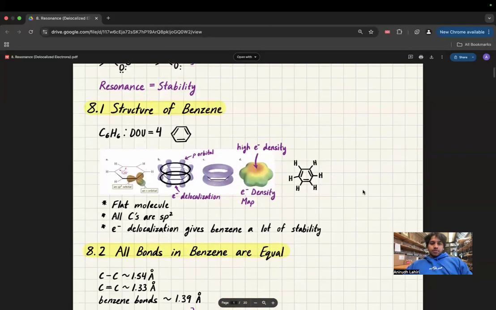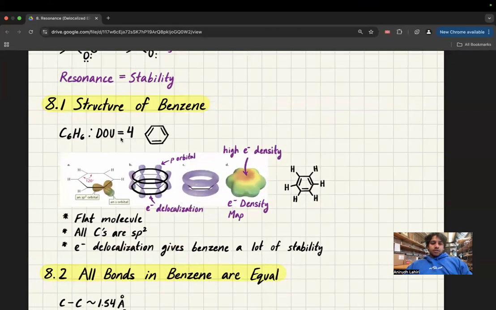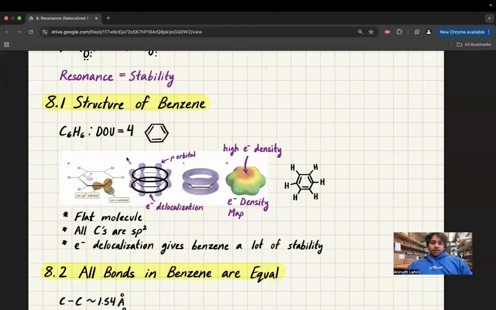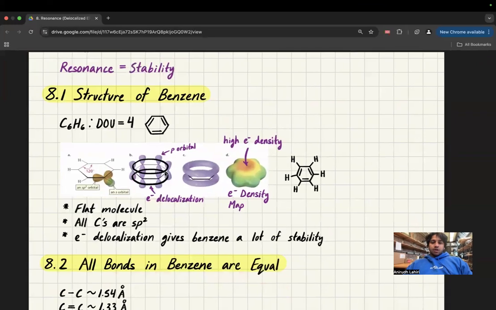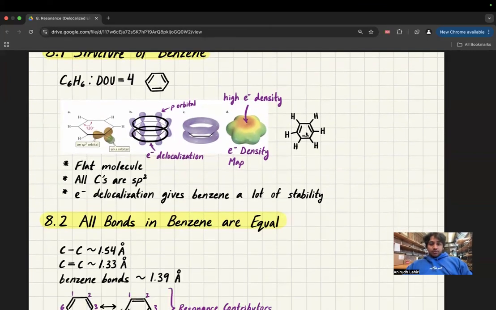So let's look at the structure of benzene. Benzene has degrees of unsaturation of 4. There's 3 double bonds, and we have a ring. These are different representations of benzene. It's flat. All the carbons are sp2. Electron delocalization gives benzene a lot of stability. Cool. This is a very, very stable structure.